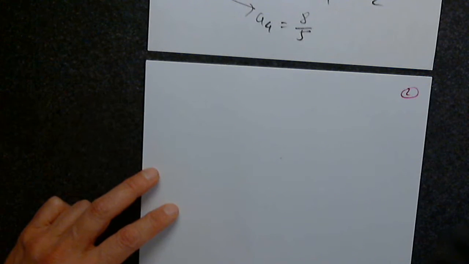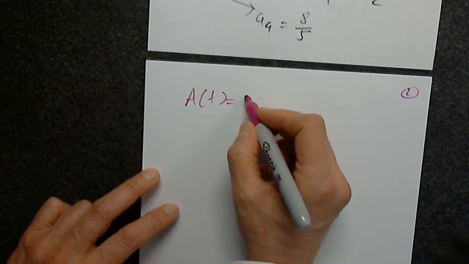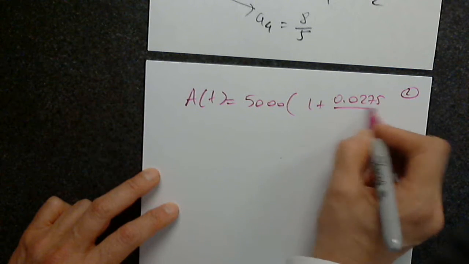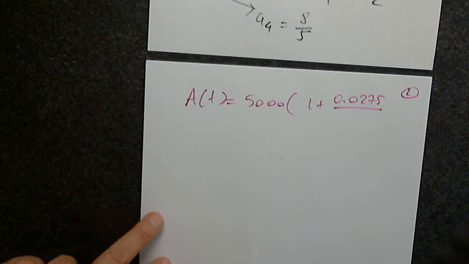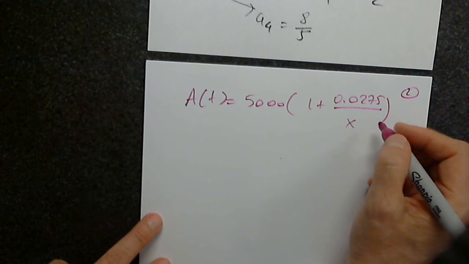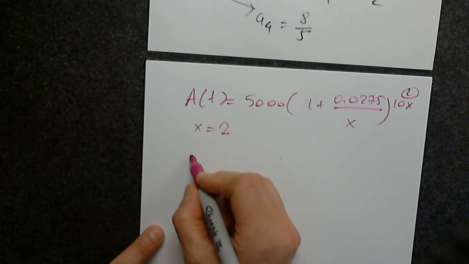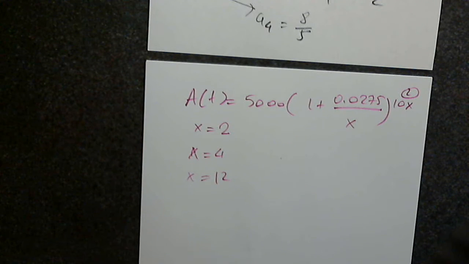Okay, and number 2, we are asked to find A of t, which is 5,000 times 1 plus 0.0275. Remember, 2% is not 0.2, but 0.0275 divided by x, and it's 10 years, 10x. And x is 2 semi-annually, x is 4 quarterly, and x equals 12 monthly. Is this clear? Yeah.